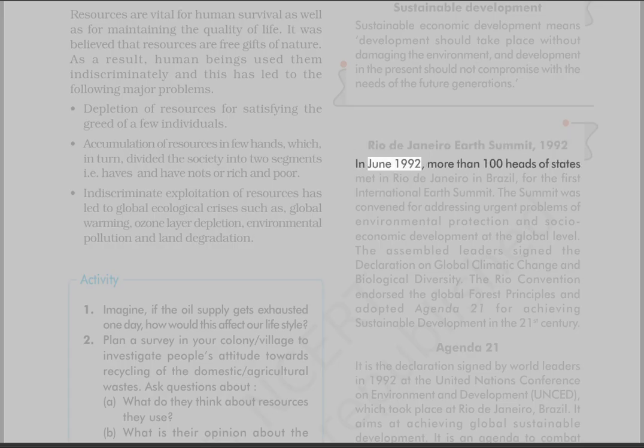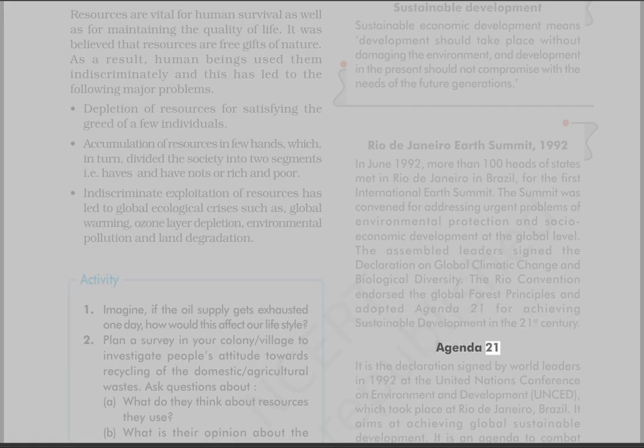In June 1992, more than 100 heads of states met in Rio de Janeiro in Brazil, for the first International Earth Summit. The summit was convened for addressing urgent problems of environmental protection and socio-economic development at the global level. The assembled leaders signed the Declaration on Global Climatic Change and Biological Diversity. The Rio Convention endorsed the Global Forest Principles and adopted Agenda 21 for achieving sustainable development in the 21st century.